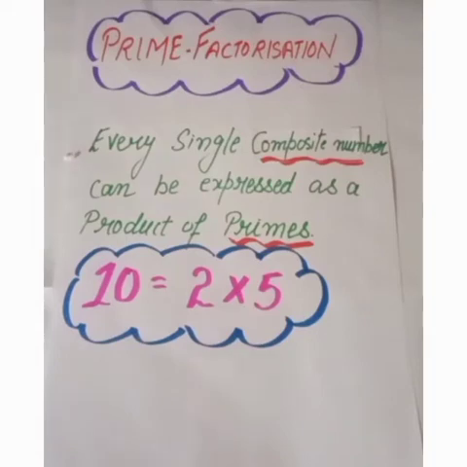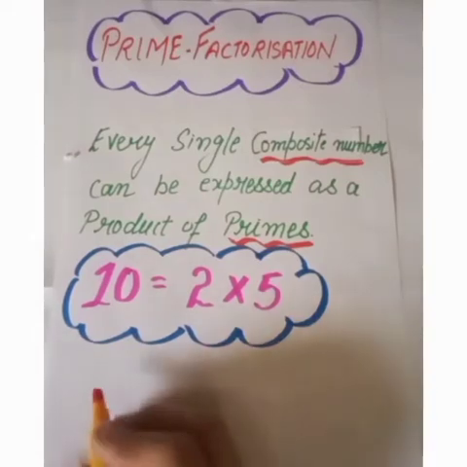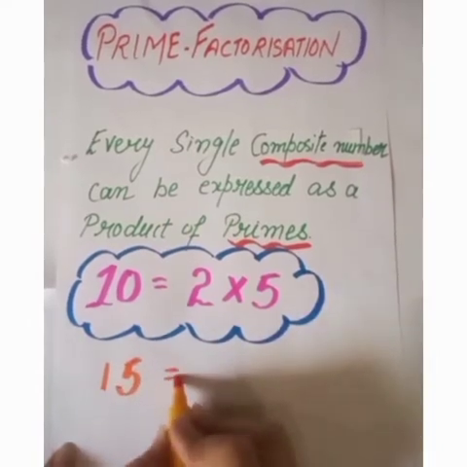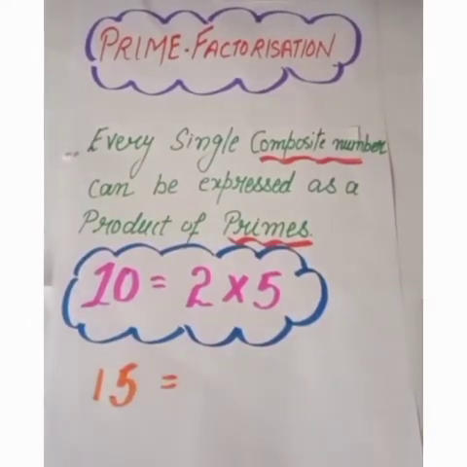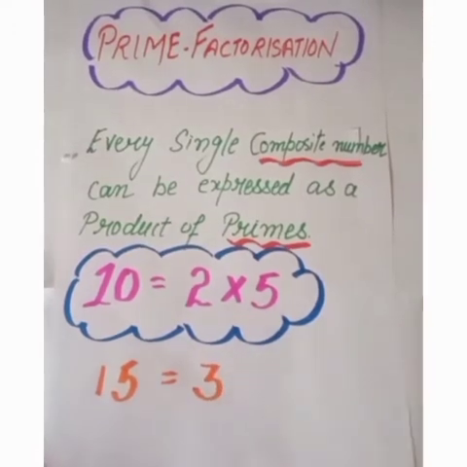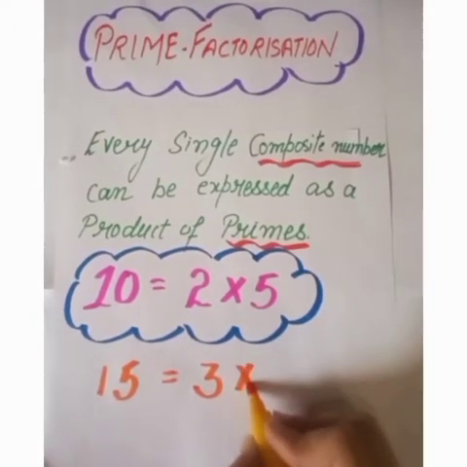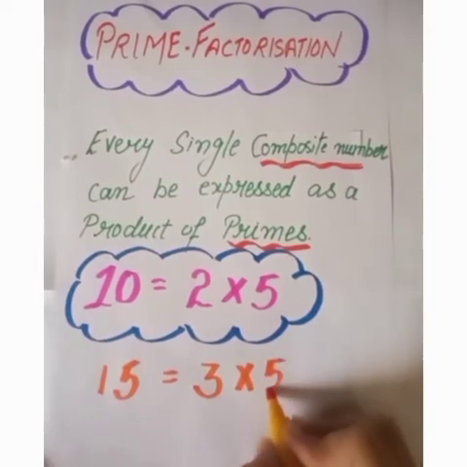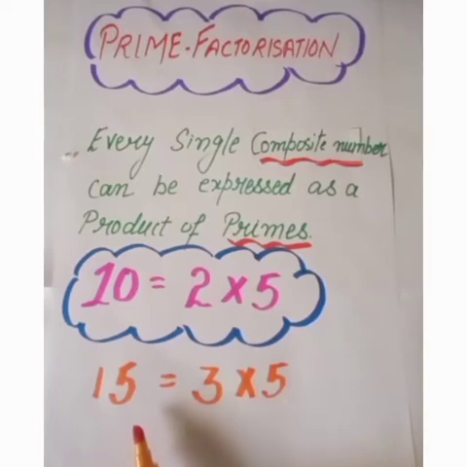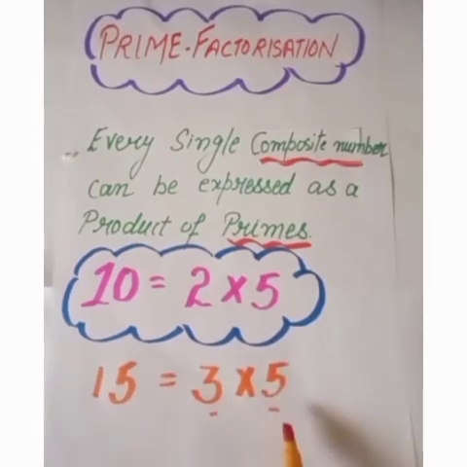Suppose we have the number 15 as a composite number. Now this composite number also I can convert into primes. How? See, the product of two prime numbers, 3 and 5. The product of 3 and 5 is composite, and 3 and 5 are our prime numbers.